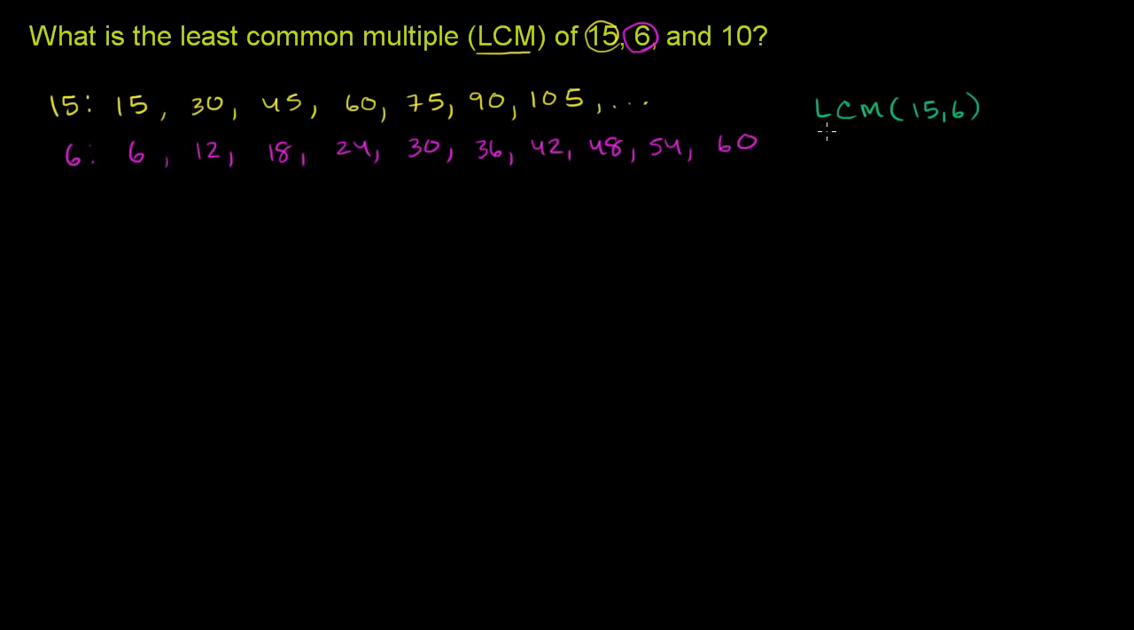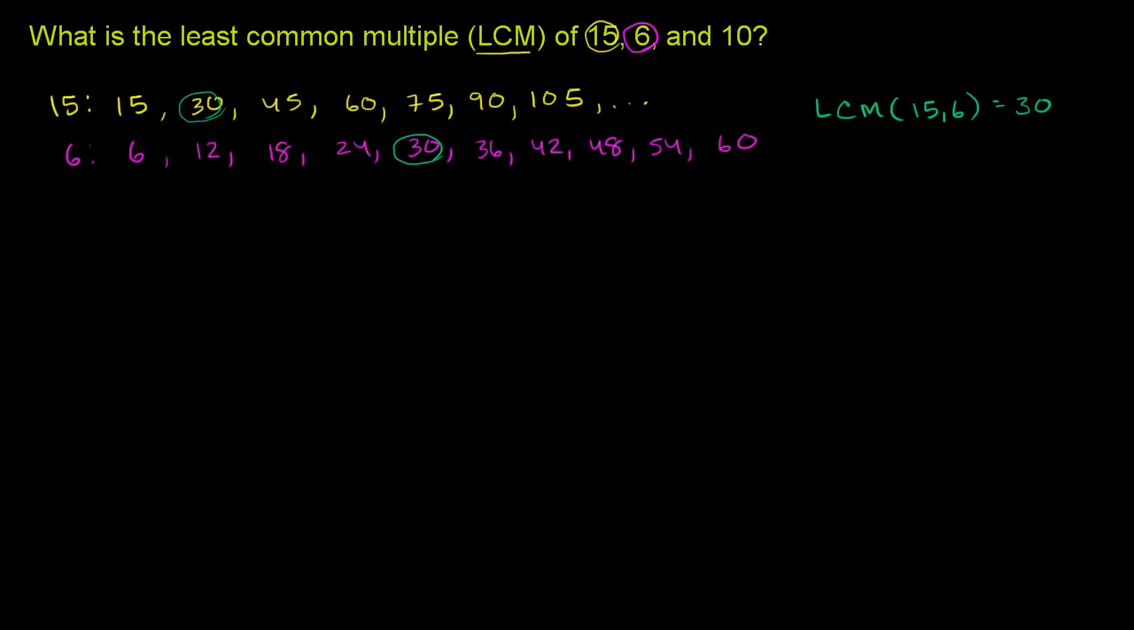So the least common multiple, the smallest multiple that they have in common, we see over here. 15 times 2 is 30. And 6 times 5 is 30. So this is definitely a common multiple, and it's the smallest of all of their common multiples. 60 is also a common multiple, but it's a bigger one. This is the least common multiple. So this is 30. But we haven't thought about the 10 yet.